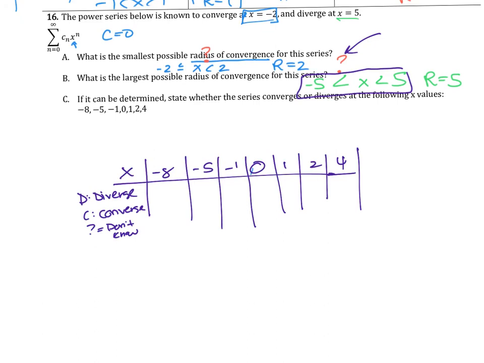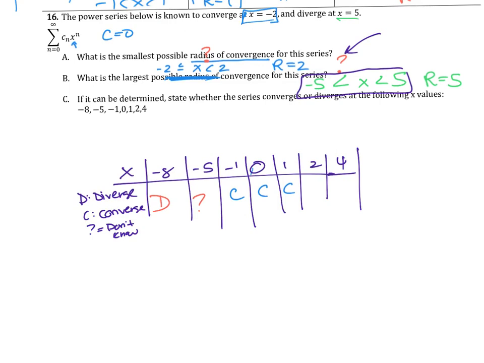-8 is below that, so that's outside the interval, so -8 is definitely going to diverge. -5, we don't know. We don't have enough information yet to conclude what's happening at x equals -5. -1 is inside this interval that we know converges. It's between -2 and +2. That means that -1 will converge. Similarly for 0 and 1, all three of those numbers are within the smallest interval of convergence that we can be considering based on the radius.